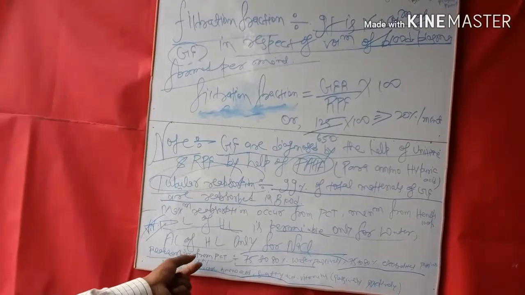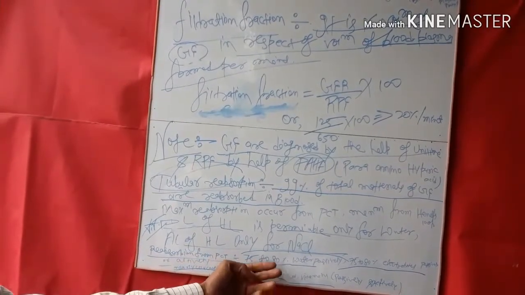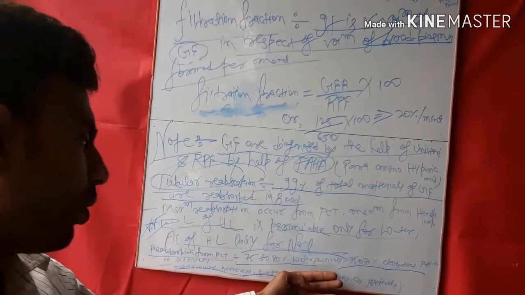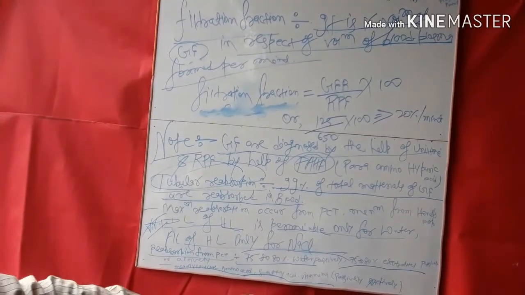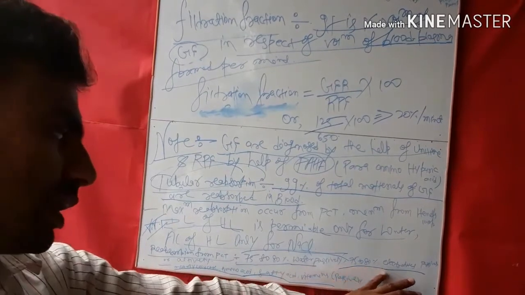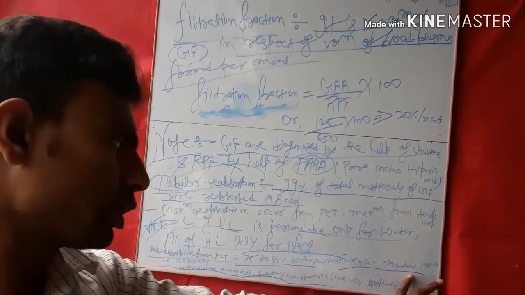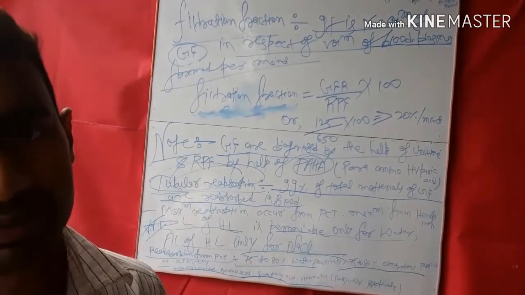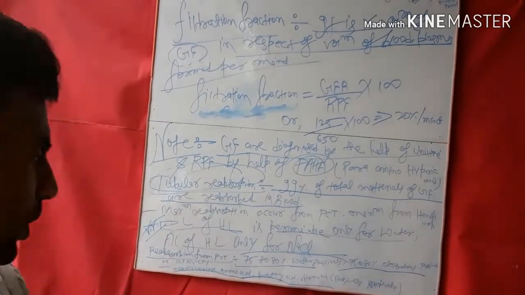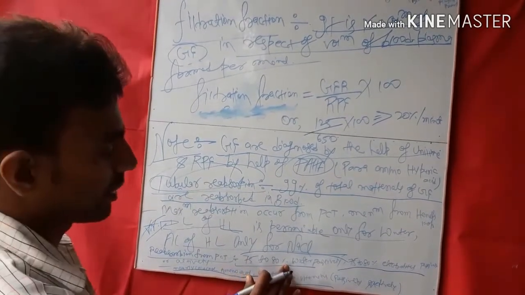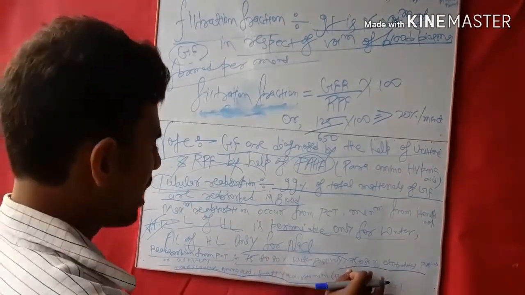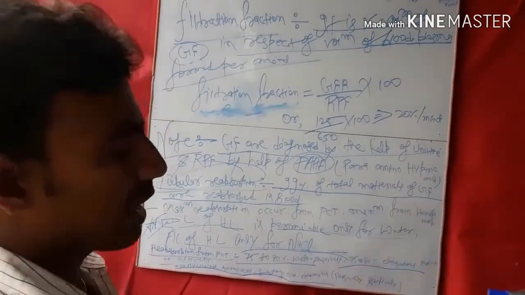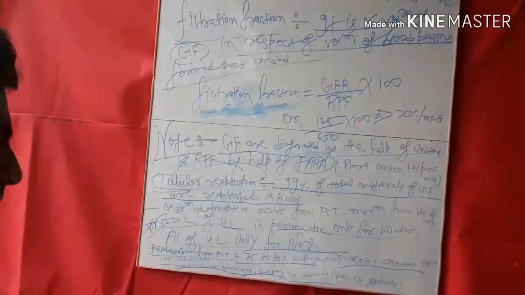Here you are seeing that 75 to 80% water is passively reabsorbed, and 75 to 80% of electrolytes are reabsorbed, 75 to 80% water passively and 75 to 80% electrolytes passively and actively.